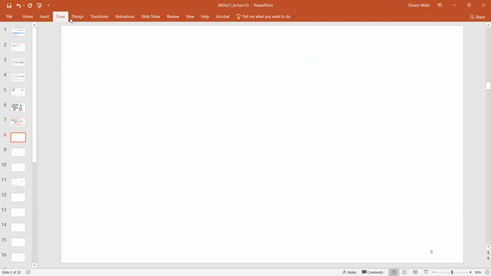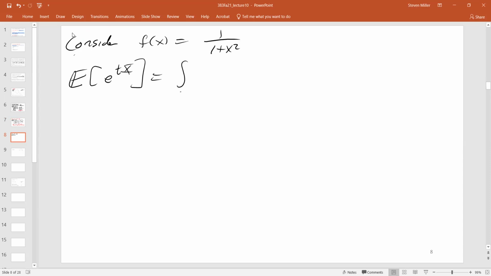If we consider f(x) = 1/(1+x^2), then the expected value of e^(tx) would be the integral from -infinity to infinity of e^(tx)/(1+x^2) dx. So I don't care if t is positive or negative. If t is positive, look at positive x, it blows up. If t is negative, look at negative x, it blows up. There's only one value of t where this is defined. What value of t is this defined?